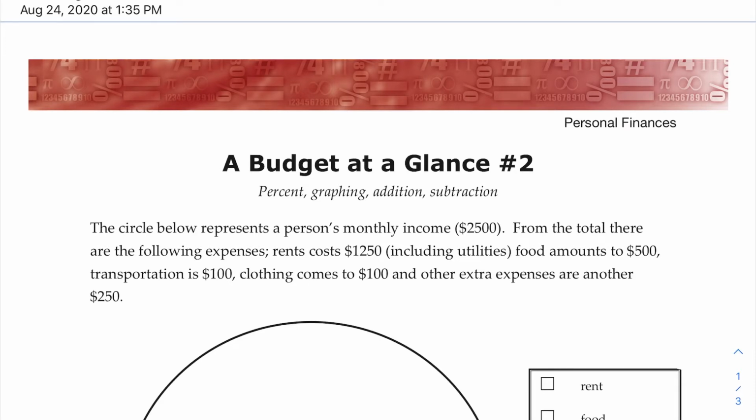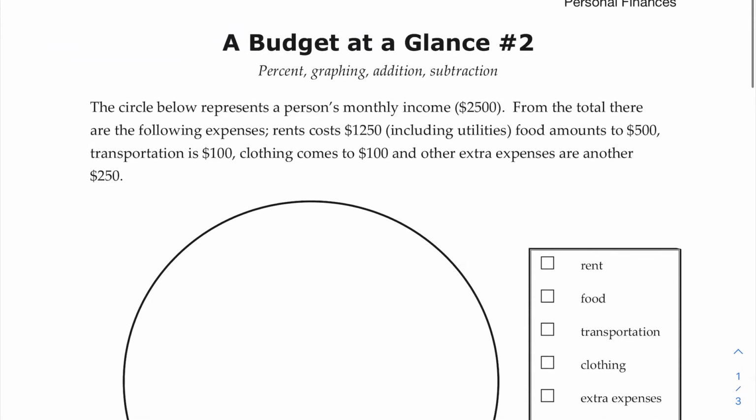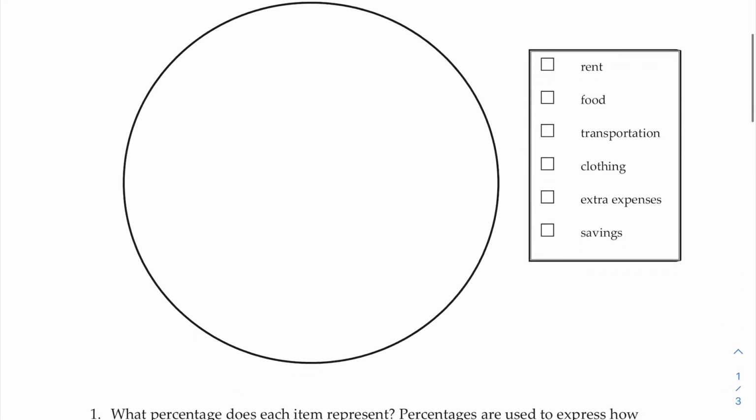All right, so if we read the problem here, the circle below represents a person's monthly income, which is $2,500. From the total, there are the following expenses. Rent is $1,250 a month, and that includes utilities. Food is $500 a month. Transportation, $100. Clothing comes to $100, and other extra expenses is $250. So what are our instructions here?